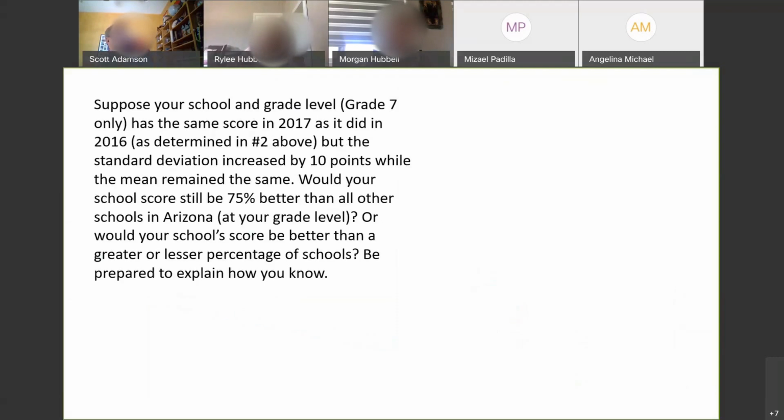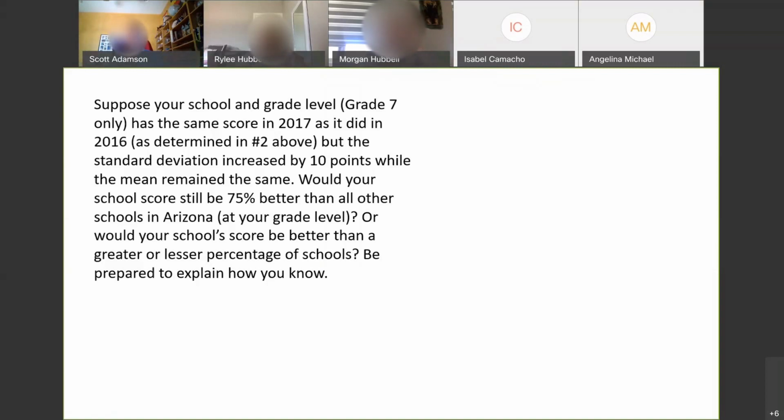And then suppose you and your school, grade 7 again, has the same score in 2017 as it did in 2016, as you determined in the previous problem, this 75% deal. But the standard deviation increased by 10 points. Now, you guys, standard deviation is all about spread. A smaller standard deviation means that the scores are more clustered around the mean. A higher standard deviation means things got spread out around the mean.